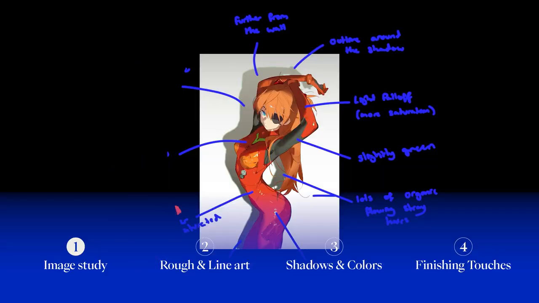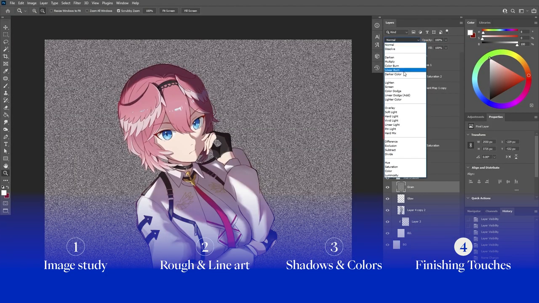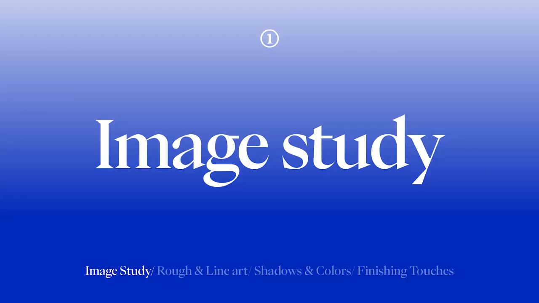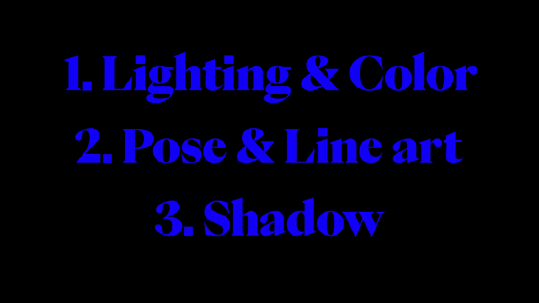We'll be going through image study, rough and line art, shadows and colors, and finishing touches. In my attempts to really understand the image, I used the Fobin technique, tracing, to try and guess each of the artistic decisions that go into making this image. And from this study, I found lighting and coloring, pose and line art, and shadow most intriguing.